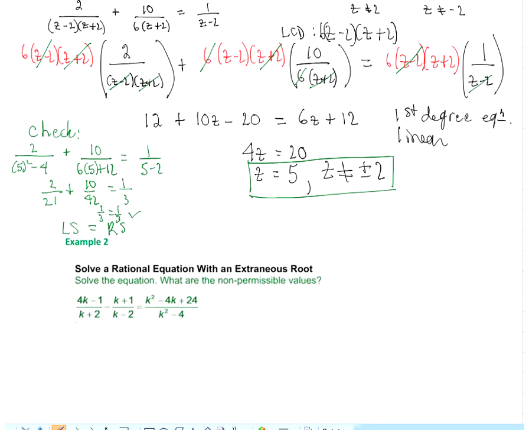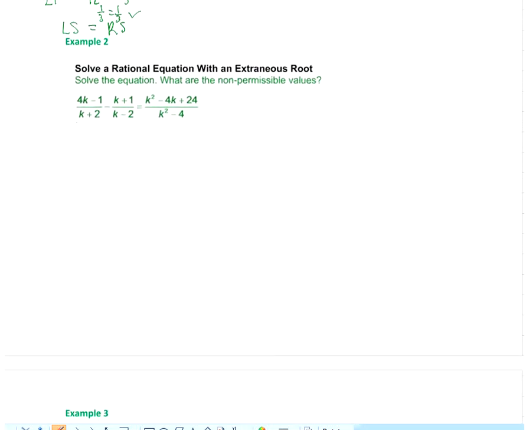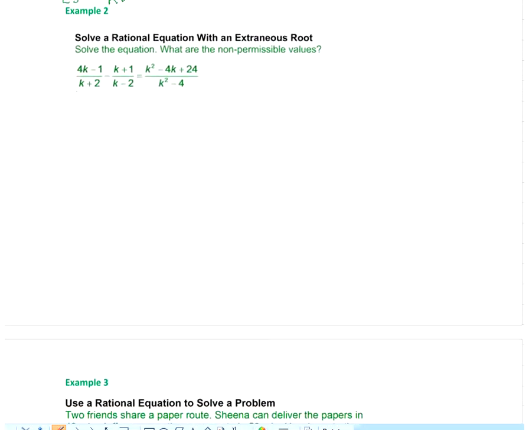Okay, next one. Alright, so now we're going to take a look at an example where we have an extraneous root. Okay, so remember that an extraneous root is a solution, or a root that you get at the very end on the last step that doesn't work in the original equation. Okay, so we're going to go through first and start by factoring our denominators. And we don't have too many of those to worry about, just the one on the right.